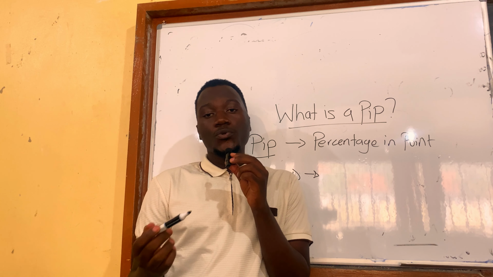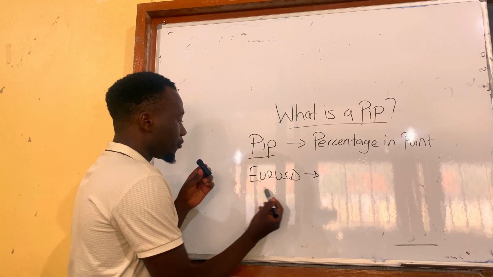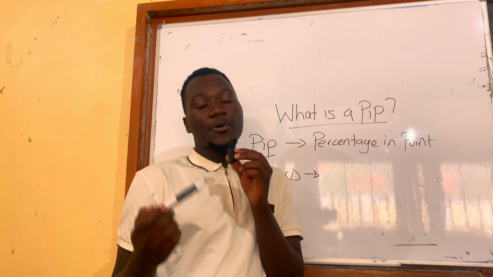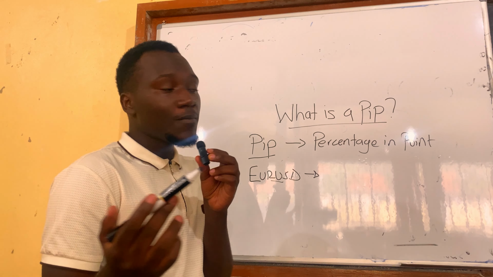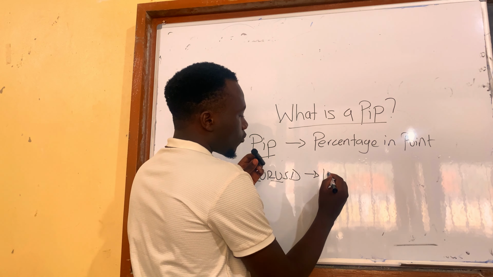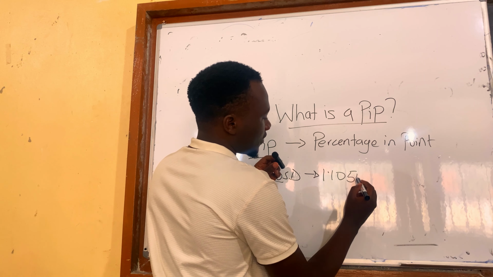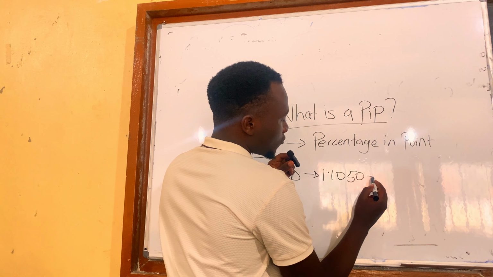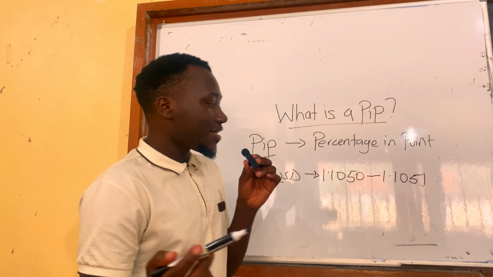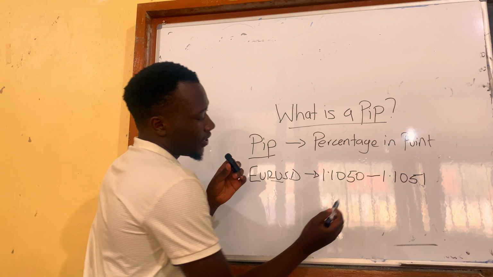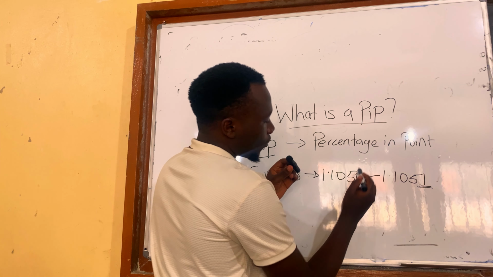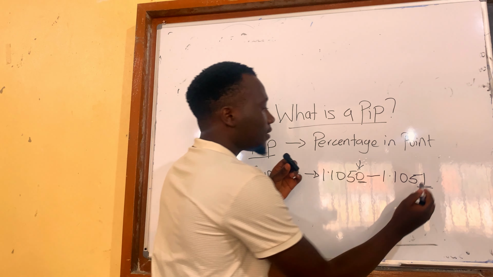Just like I told you, we are going to use the pair Euro USD. This is a simple pair that you can actually trade as a beginner trader, because it is friendly and not so volatile that it will easily blow your trading account. So let's assume that Euro USD moved from 1.105, and then moved all the way to 1.1051. What has happened here is that the fourth decimal point has changed, because originally it was 0, but now it has changed to 1.